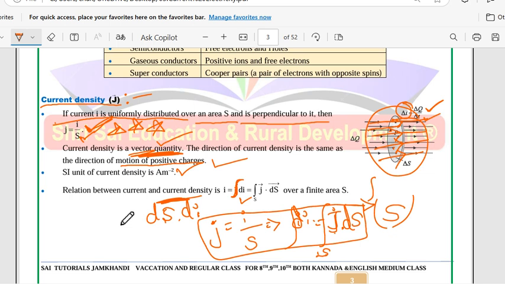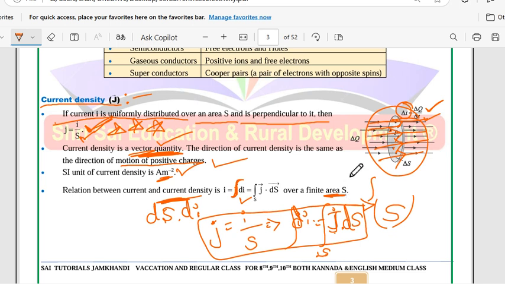Now the SI unit of current density is ampere per meter square. The relation between current and current density: the current flowing through a small surface ds is equal to the small current passing through that surface, and over a finite area S it is the surface integral of J into ds.